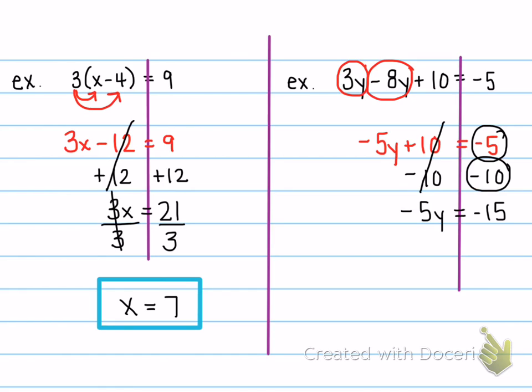My last step is multiply or divide, and like I said, a lot of people want to add 5 here, but that 5 is not subtracted. That 5 is multiplied to the y. So I'm going to divide by negative 5, divide by negative 5. Negative divided by a negative equals a positive. I have y equals, and a negative divided by a negative equals a positive. So y equals 3.